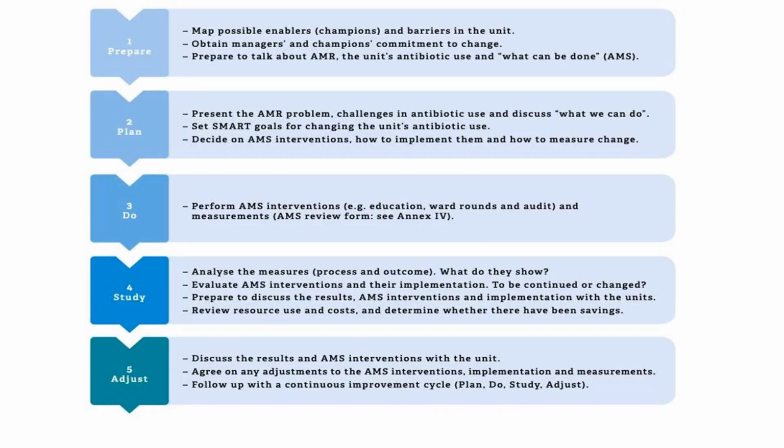Now let's see the flow algorithm for the implementation program. First is to prepare: map the enablers and barriers in the unit according to the SWOT analysis. Plan the AMS program challenges in the usage and discuss what we can do. Set the SMART goals, decide on the interventions, and then perform the interventions, education, ward rounds, and measurements.